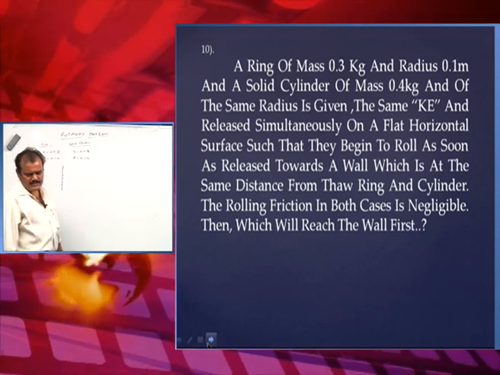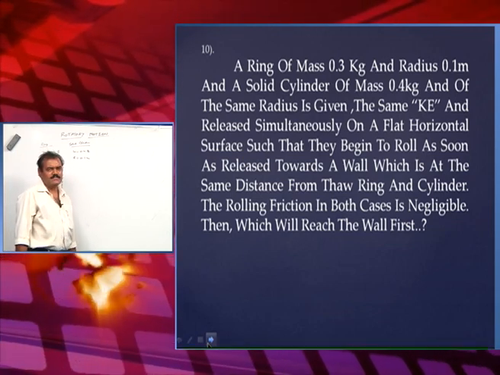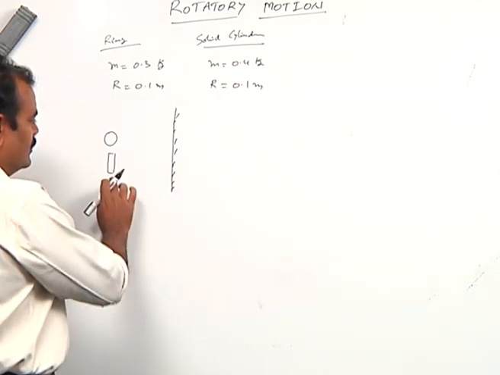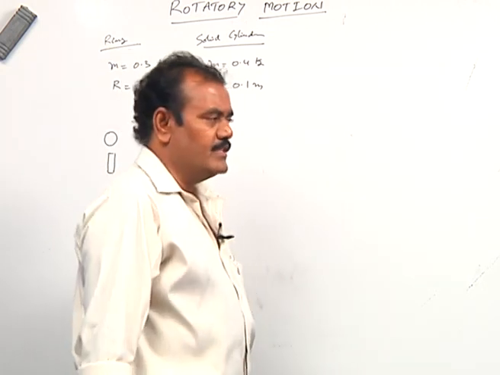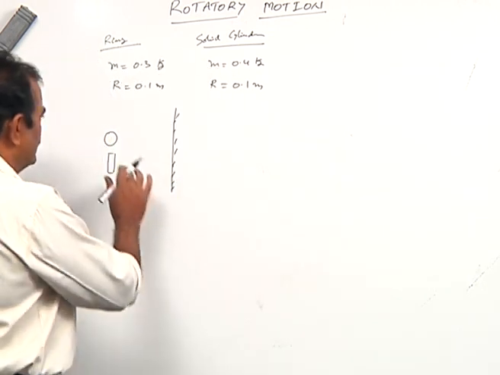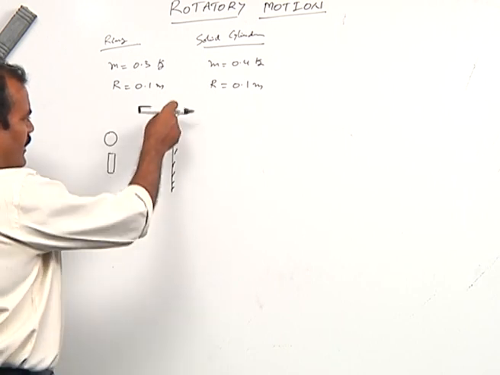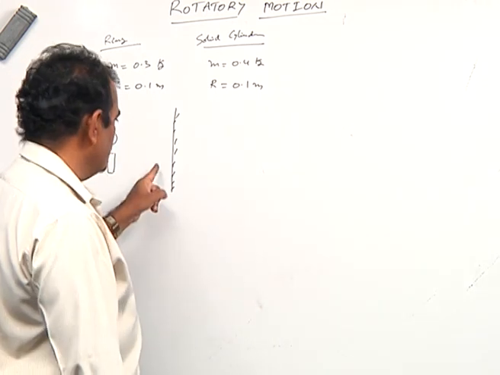The rolling friction is neglected in both cases. Then which will reach the wall first? So in this case, rolling friction is neglected. Its meaning is there is no opposing force. So when there is no opposing force, definitely whatever kinetic energy you have given here, on reaching the wall they possess the same kinetic energy.